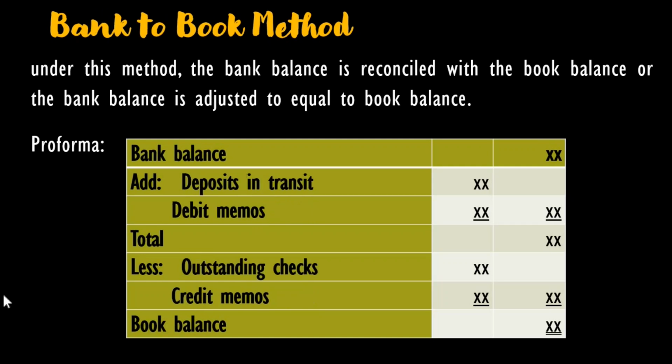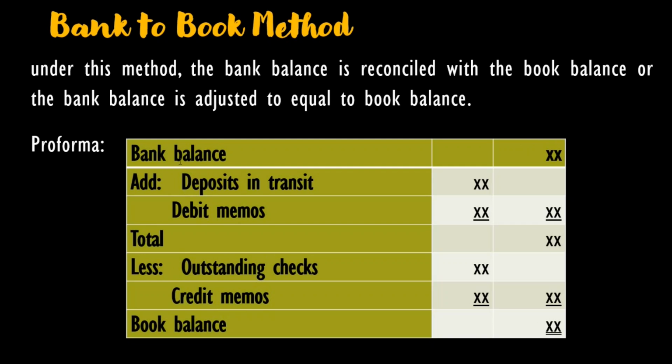And then let's have the last method. We have the bank to book method. So ito, baliktad naman nung kanina. So under this method, the bank balance is reconciled with the book balance, or the bank balance is adjusted to equal the book balance. So nag-start naman tayo ngayon sa unadjusted bank balance. So gusto natin itong balanse na to ay mag-reconcile with the book balance.